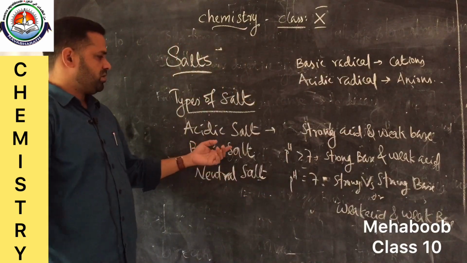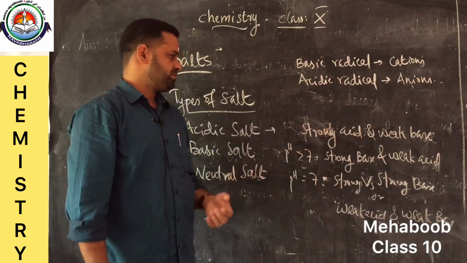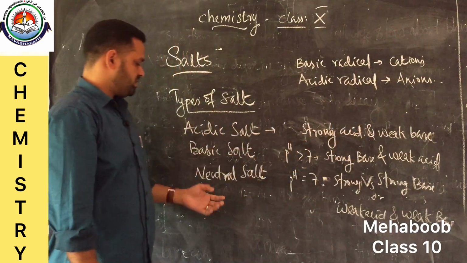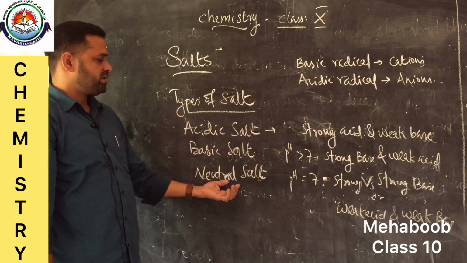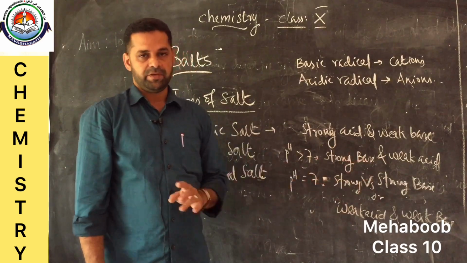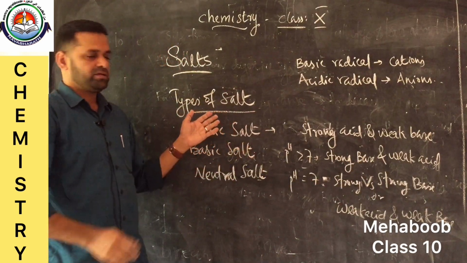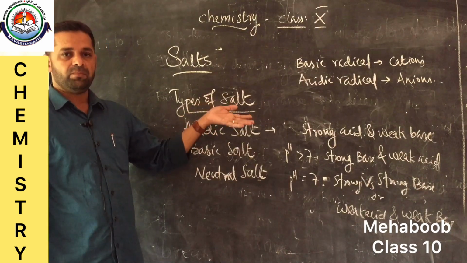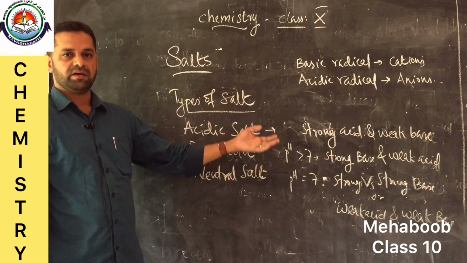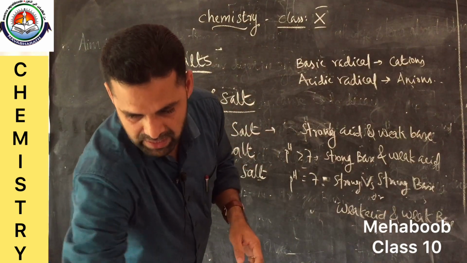So, acidic salts are obtained by the reaction between strong acid and weak base, basic salts are obtained by the reaction between strong base and weak acid, and neutral salts are obtained by the reaction between strong acid and strong base, or weak acid and weak base. Okay. I have already told you this when we were discussing strong acid and weak acid, strong base and weak base, and I have given many examples for that. I will give you some examples for this.